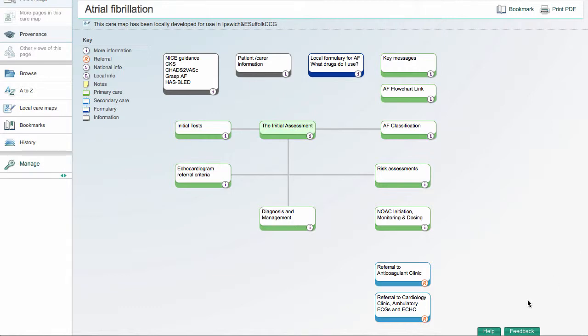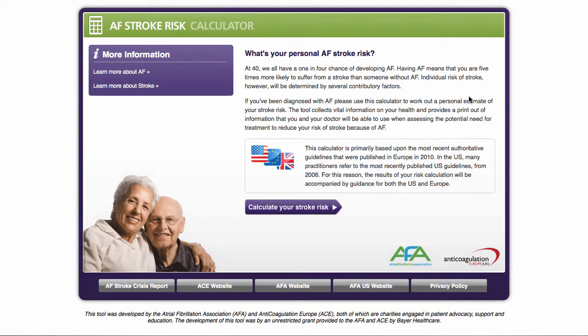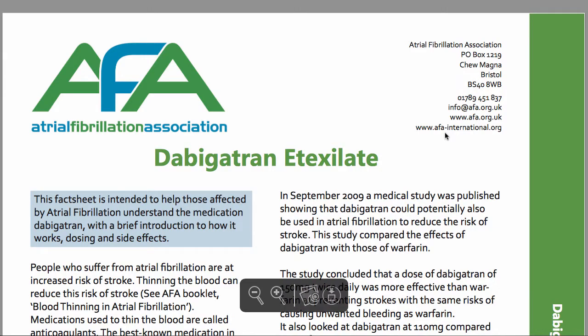This useful map with some excellent resources. If we look at the patient care information, there is an excellent leaflet from the AF Association, the stroke risk calculator, which gives patients their individual stroke risk. And finally, we've got the fantastic leaflets from the AF Association on the individual NOACs.